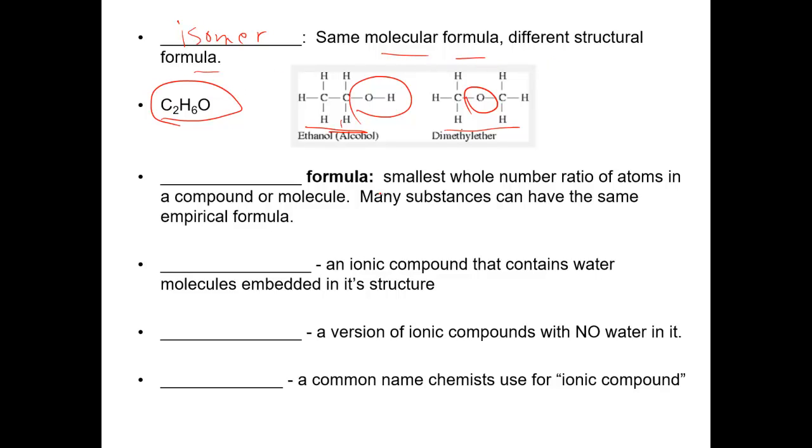Okay, they're different compounds. The empirical formula, as I'm sure you recall, is the simplest whole number ratio of atoms in a compound or molecule. And you can have different substances that have the same empirical formula but are actually different substances with different molecular formulas. An ionic compound that contains water molecules embedded in its structure is known as a hydrate. And a version of the ionic compound with the water removed is anhydrous. An means without water. Common name chemists use for an ionic compound is salt. It's just a synonym.